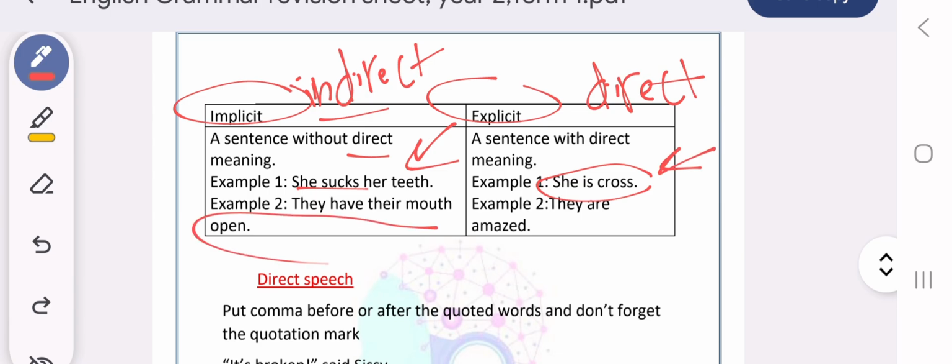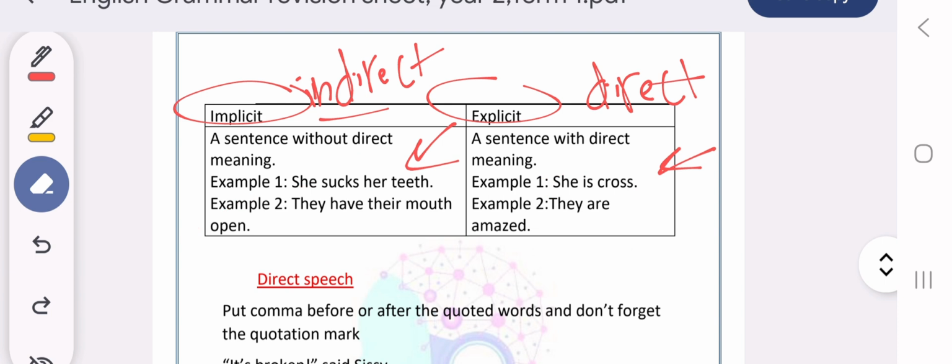They have their mouths open. What's the meaning of this? They are amazed. So this is indirect, but this is direct. This is implicit and the other one is explicit.